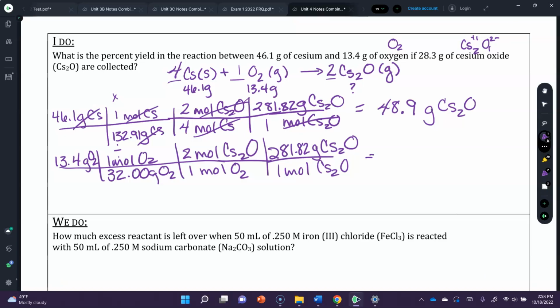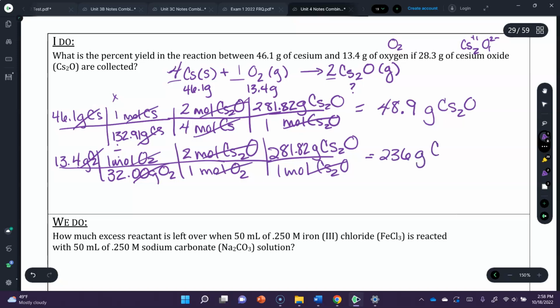Okay, so using the same process as above, I'm going to multiply the top and divide by the bottom, canceling units as appropriate. And you should end up with 236 grams of cesium oxide. Now I have these two amounts. My reaction can only make as much as my smallest amount, which is going to be my cesium.